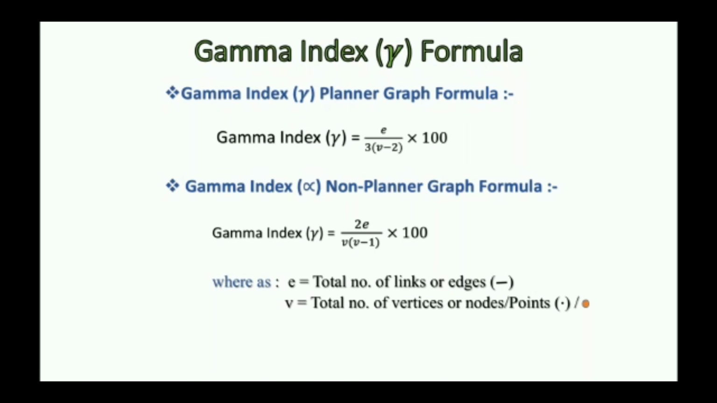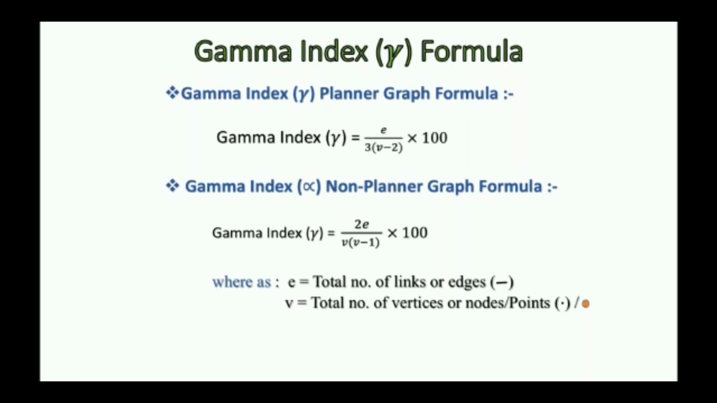Now we move forward and understand and solve the examples of gamma index. It is a ratio between the observed number of edges and vertices of a given transport network. It compares the actual number of edges in a network to the maximum possible number of edges in that network. It is calculated by two methods, that is planar graph method and non-planar graph method. These are the formulas of planar graph and non-planar graph gamma index methods.